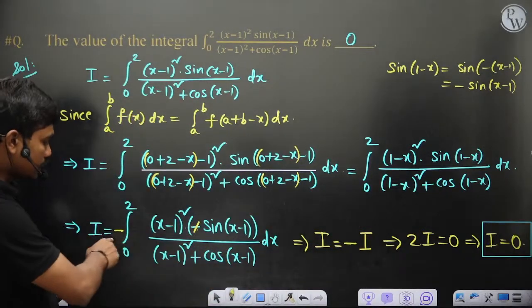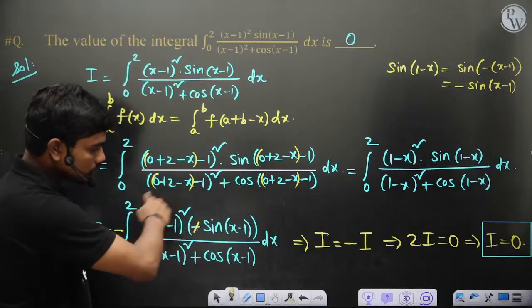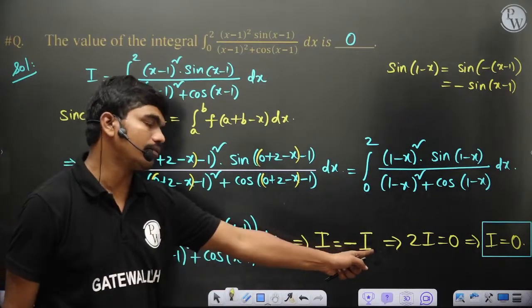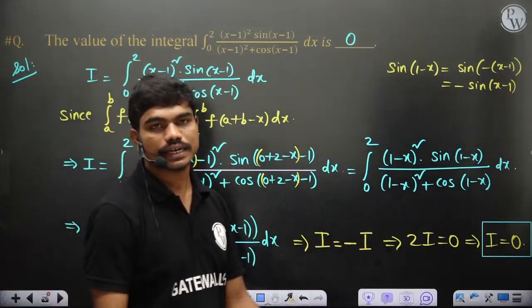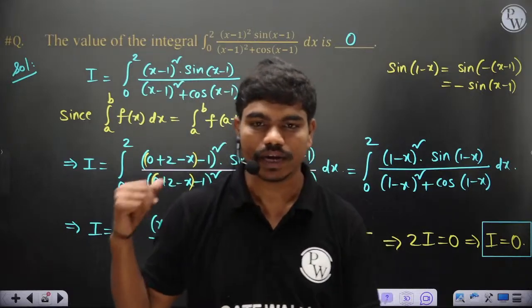Then if you delete this minus sign and write it outside, this integration which is on the right hand side is completely the same value I. So I equal to minus I, which can happen only when I is 0. So this integration value is 0.